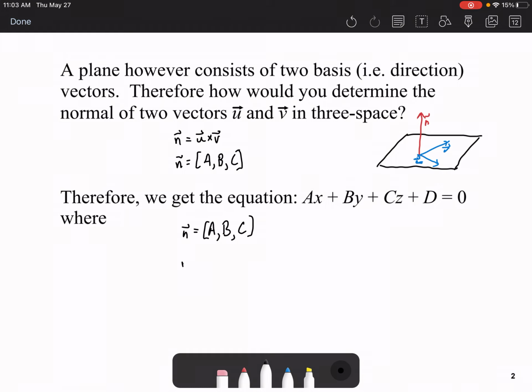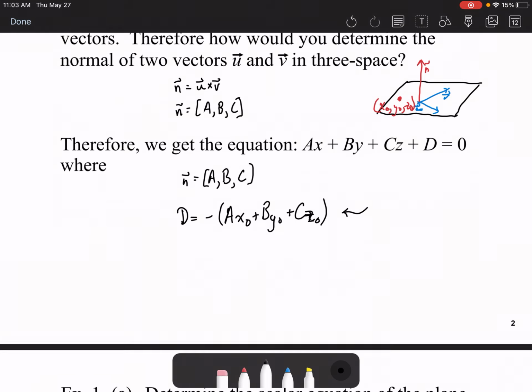You can figure out the value d just by substituting a point in the plane. Let's call that point x0, y0, z0. Substitute it in for x, y, and z, and solve. So you don't have to memorize this value for d. All you have to do is be able to solve for it in your expression.